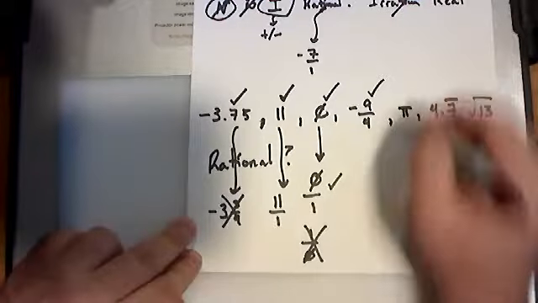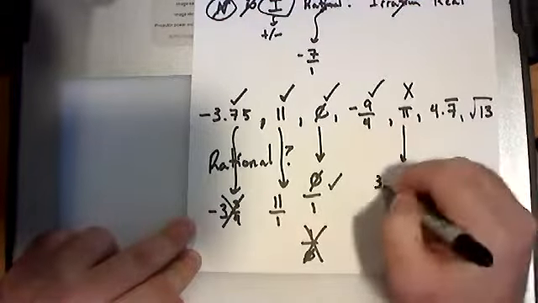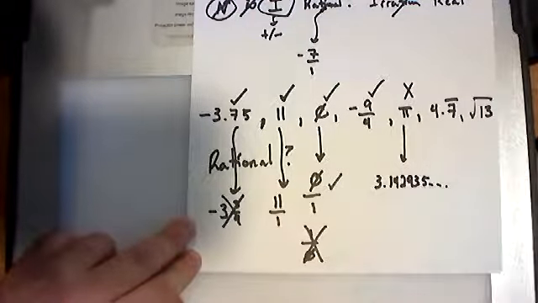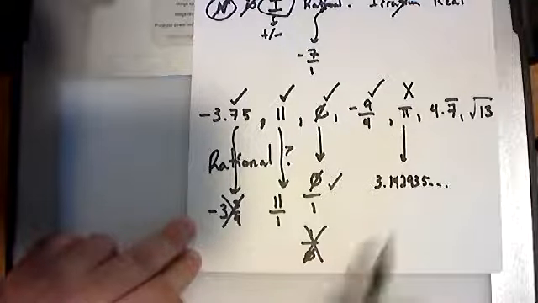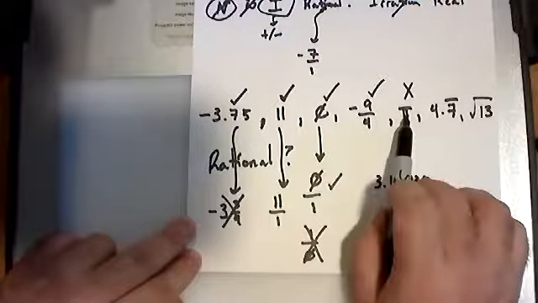Pi. Well, you know pi is not rational because I told you it's not. But why not? Because again, if you wrote out the decimal, whatever it is, it never ends, it never repeats, it never stops. If a decimal doesn't stop, if a decimal doesn't repeat, then it is not rational.